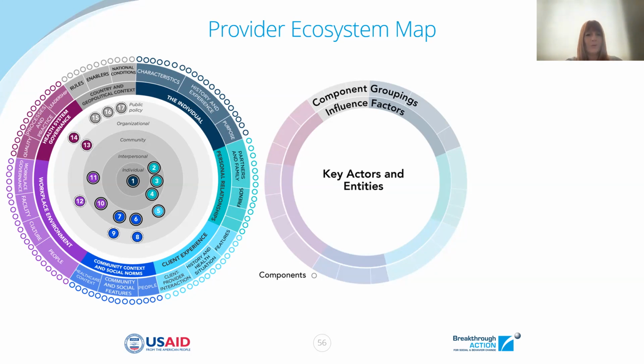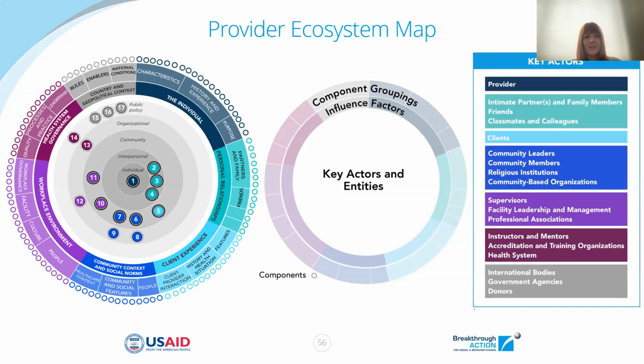And the ecosystem map is organized around the provider at the center, and it includes the key actors and entities that influence providers, the influence factors, component groupings, and components. And I'll go through those a little bit more in detail. In the center of the map are actors, or the individuals and groups that might influence providers themselves, and also the entities or the organizations and institutions that interact with providers across this ecosystem. And you'll see that the actors and entities are placed in different levels, and this is according to the social ecological model. And on the right-hand side here, you can see that I've put a box of some of the actors that may potentially influence providers and their behavior.